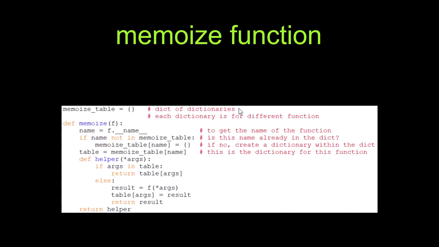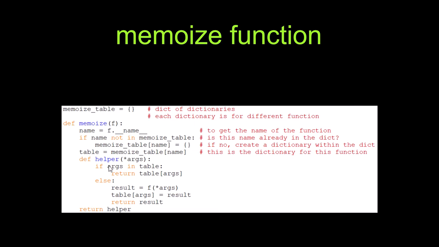Here is the detail of the code. Memoir table, which is a dictionary of dictionaries, and each dictionary is for a function that we want to do the memoization. Define memoir, it takes in a function. It checks the name of the function from this built-in system call to get the name, and it checks whether this name has been called before in our table. If not, we have to create this new table, which is a dictionary in the dictionary. Then this table is our memoir table for this particular function.